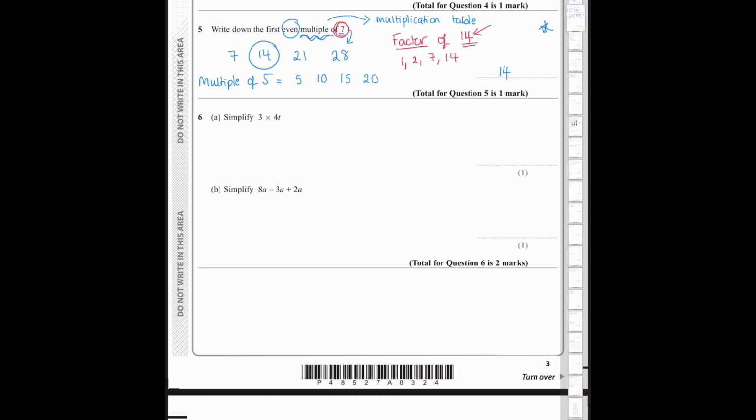So let's go back then to question 6. 3 times 4t. Now, these are really simple and people get really confused. All you do is 3 times 4, which is 12, and then put the t on the end. For B, simplify 8a minus 3a plus 2a. What I would do is this bit first. 8 take away 3 is 5. So we've got 5a, and then you've got that plus 2a on the end, which gives us 7a.